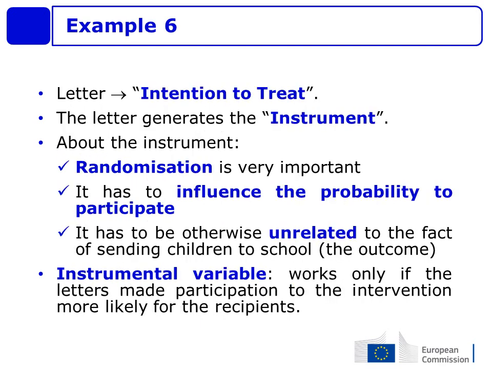This letter is called the intention to treat, and it technically generates a so-called instrument. The randomization of the instrument is very important. The instrument needs to raise the probability to participate, but be otherwise unrelated to the fact of sending children to school. The results of the intervention can later be analyzed by a technique called instrumental variable.